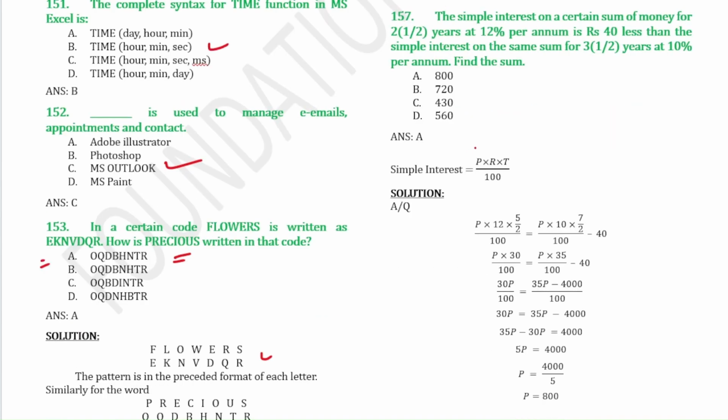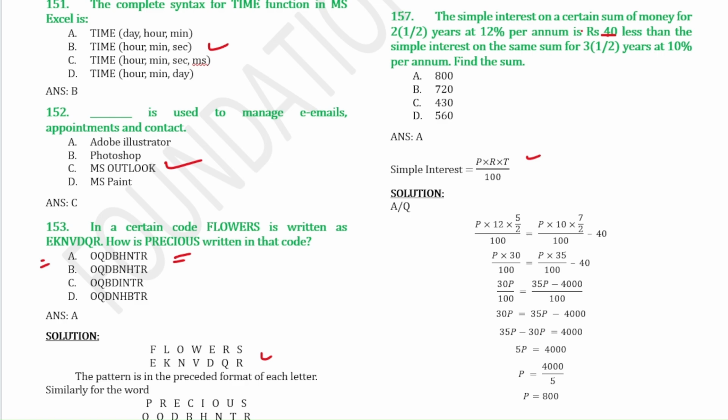Next question. The simple interest on a certain sum of money for 2.5 years is 40 less than the simple interest on the same sum for 3.5 years at 10% per annum. So the formula for simple interest is P into R into T divided by 100, right?